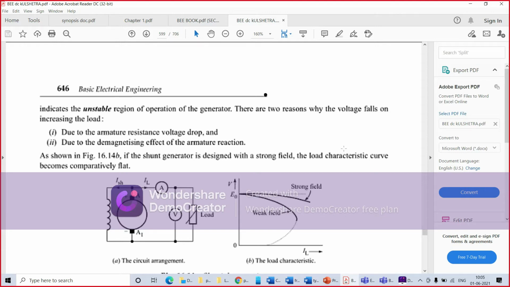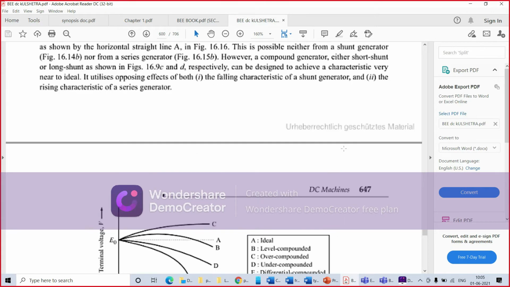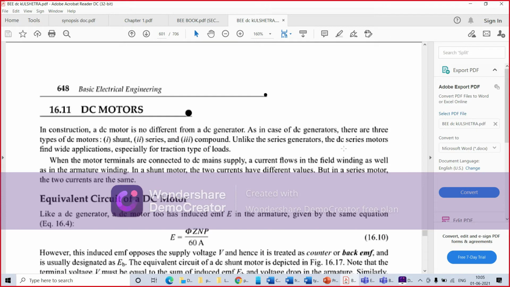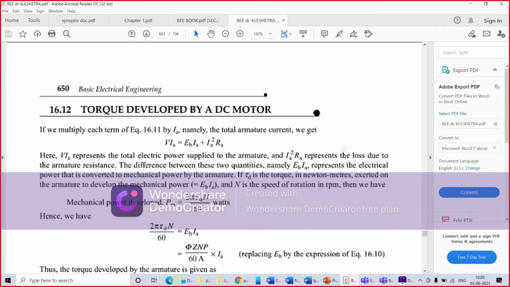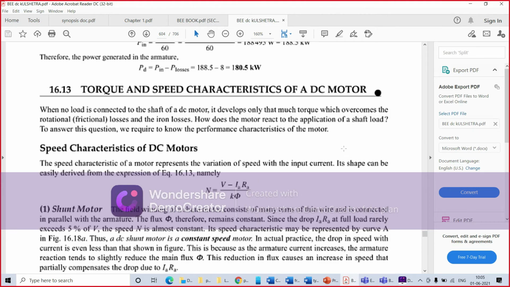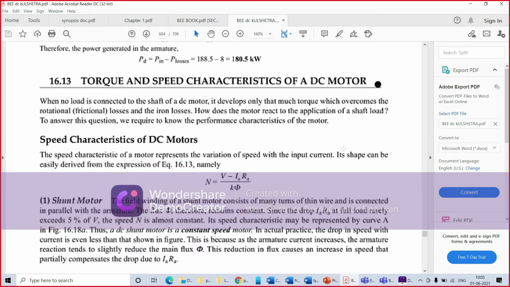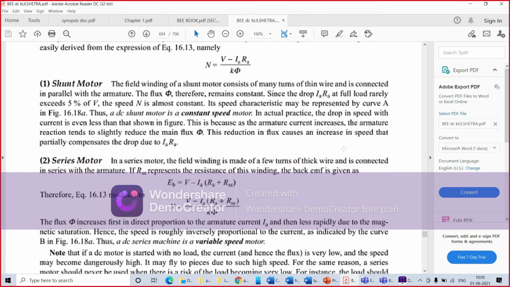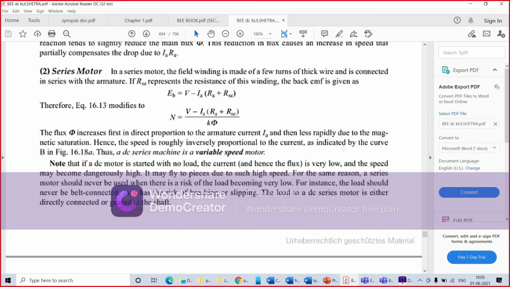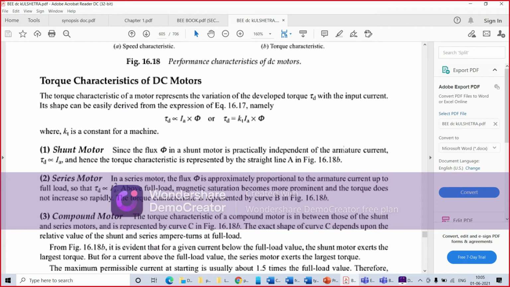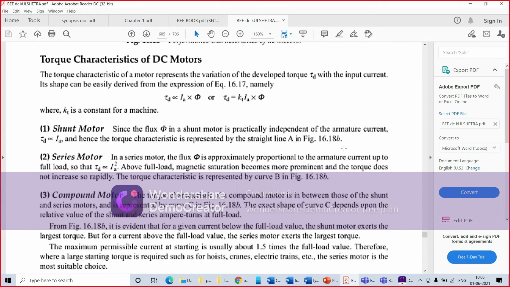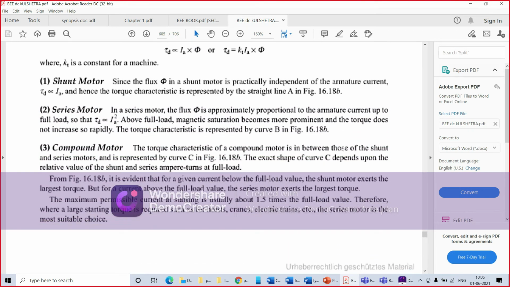So where is it, armature block. So we have this DC motor. Okay. Shunt, है ना? This is shunt and this is series. Again we have this compound. Torque characteristic of DC motor, shunt.